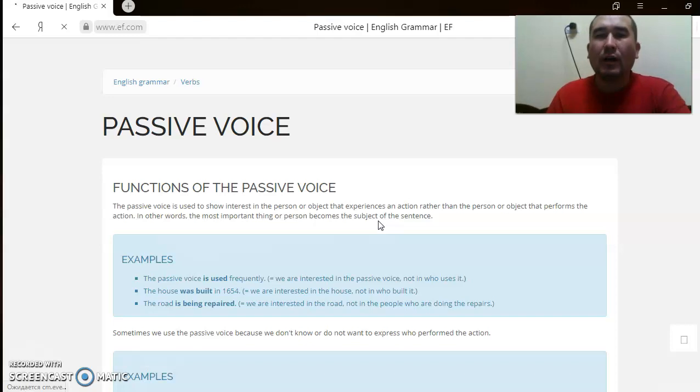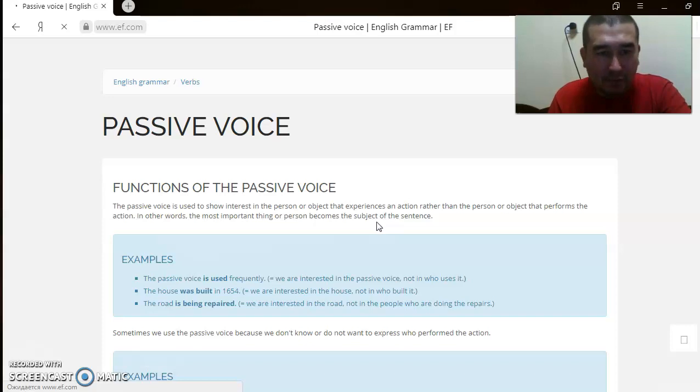In the passive voice, the subject is not the doer of the action, so the action is performed to the subject. That is the main difference between active and passive voices. In the active voice, the action is performed by the subject, while in the passive voice, the subject is not the doer, rather the action is performed in relation to the subject.